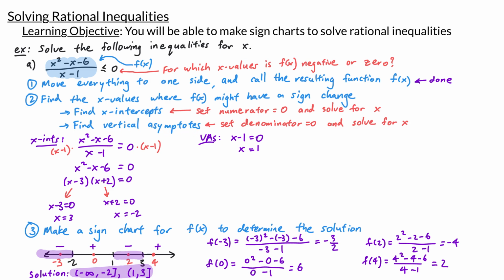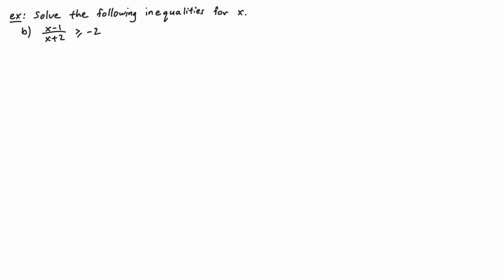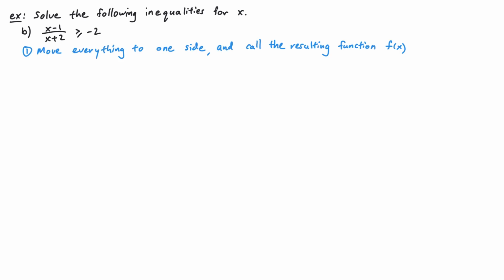Let's try one more example. In example B here, we want to solve the inequality (x - 1)/(x + 2) is greater than or equal to -2. The first thing we want to do is move everything to one side. So what we'll do here is add 2 to both sides of this equation, so I move everything to the left-hand side. We end up with (x - 1)/(x + 2) + 2 is greater than or equal to 0.